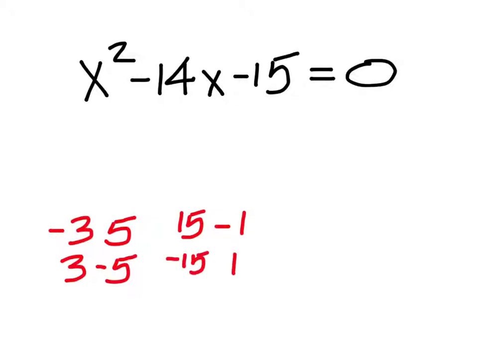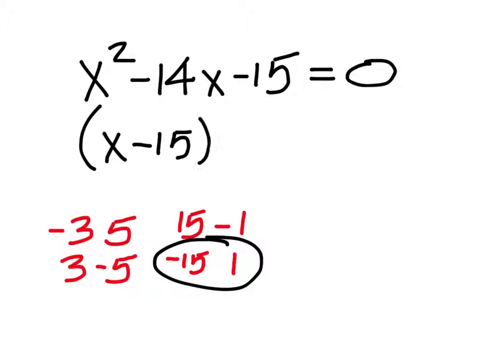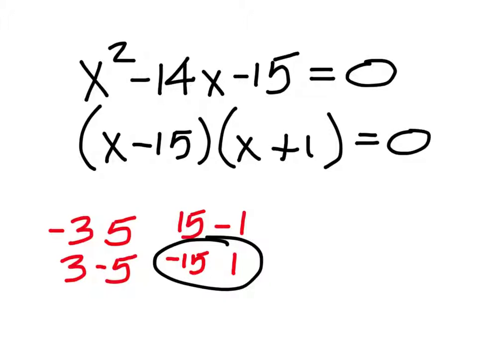Which pair will add to give me a negative 14? Right, negative 15 and 1. So it's x minus 15, x plus 1. Reverse these to get the final answer.